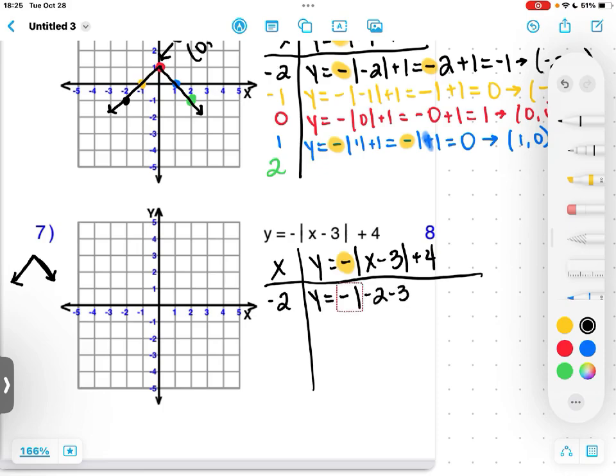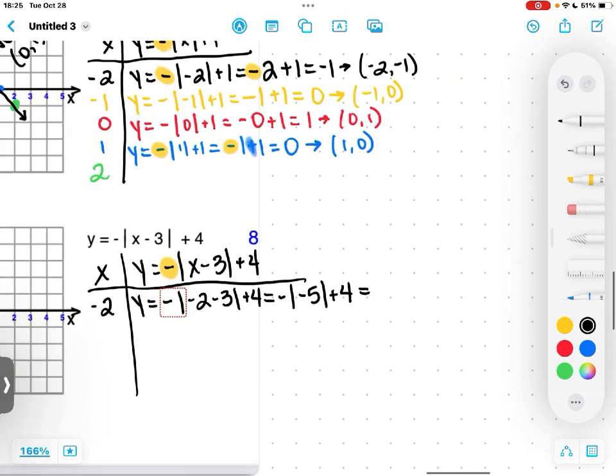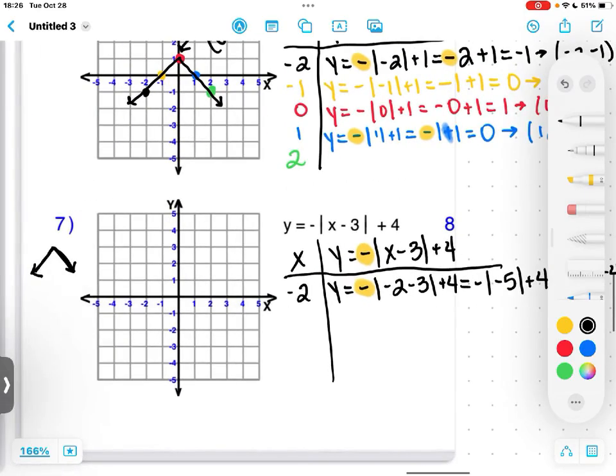Negative, plug in that negative 2, minus 3, plus 4. You will have to pay attention. Negative 2 minus 3 is a negative 5. Absolute value of negative 5, plus 4. Well, the absolute value of negative 5 is a positive 5, but you still have that negative on the outside. That still stays there all the way to the end. So negative 5 plus 4, well, that's going to be a negative 1. Your first point would then be negative 2, comma, negative 1.